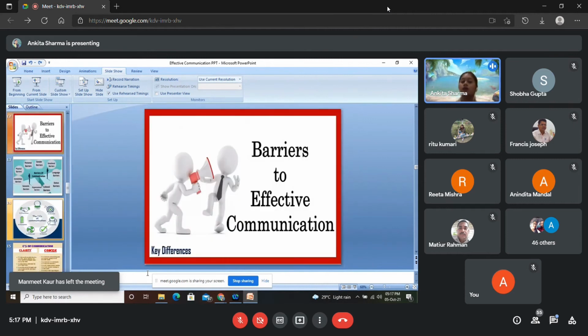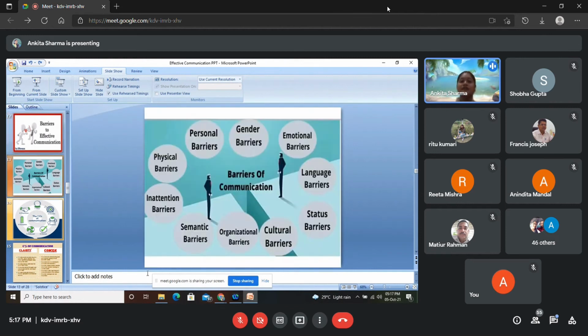Okay, now what are the things which are barriers to effective communication? Everybody wants to communicate effectively, but there are barriers. So we are going to discuss some of the barriers to effective communication today. Now let's understand what the barriers are.